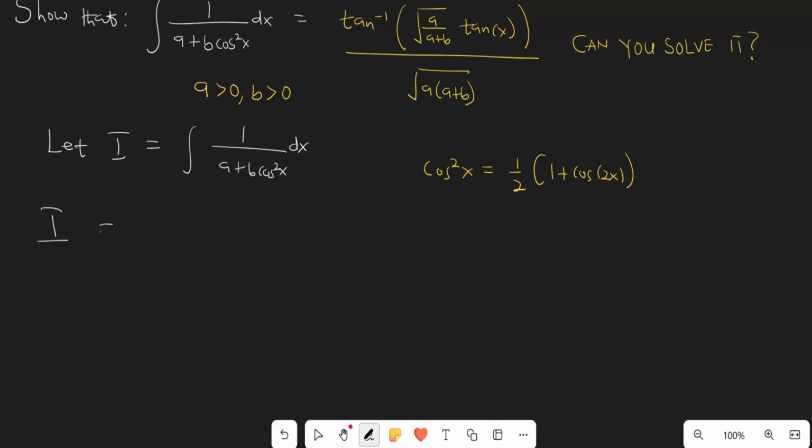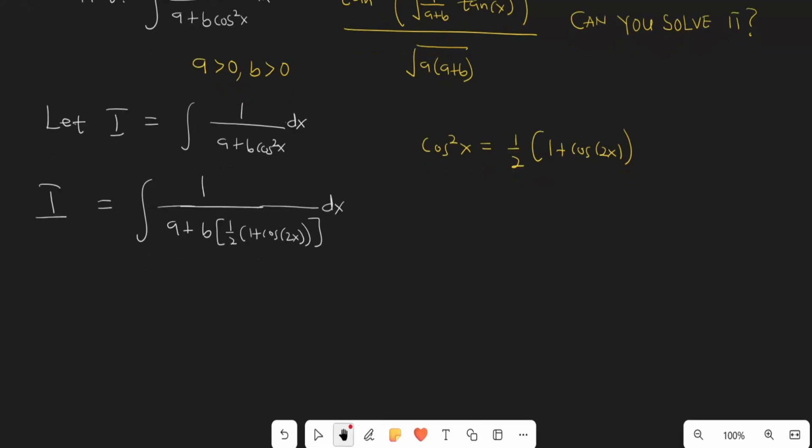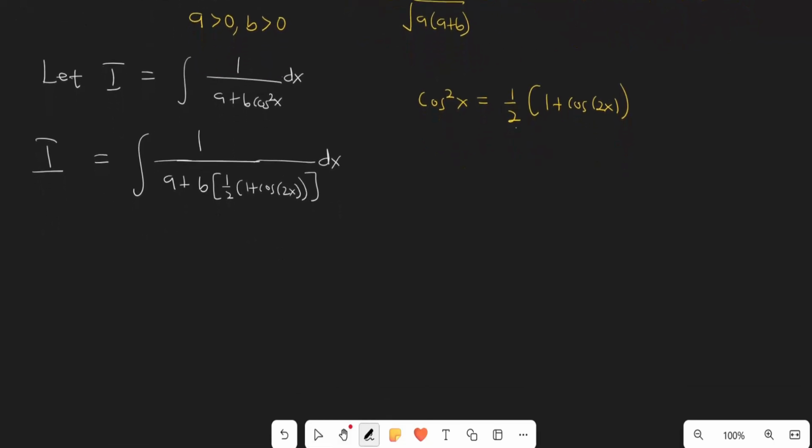So our integral I is going to be the integral of 1 all over a plus b, and then cosine of x squared, that one can be replaced with 1/2 into 1 plus the cosine of 2x, like this, and then dx. So I'm just replacing cosine square of x with this guy. And now what do we have? We have the integral of 1 divided by a plus, you can bring 1/2 out here, then you multiply b through, and that is going to be equal to b plus b cosine of 2x, like this, and then dx.